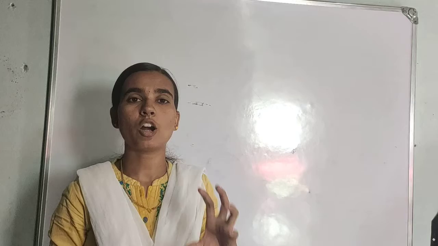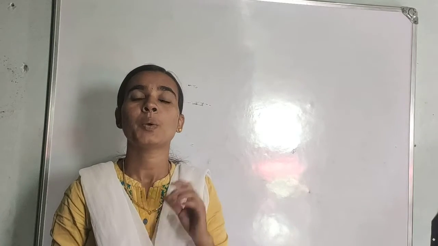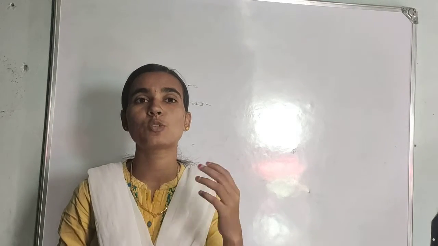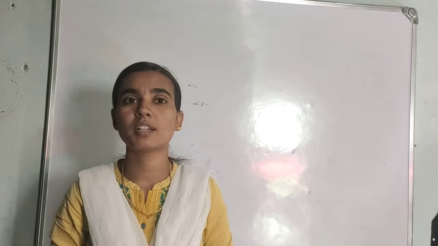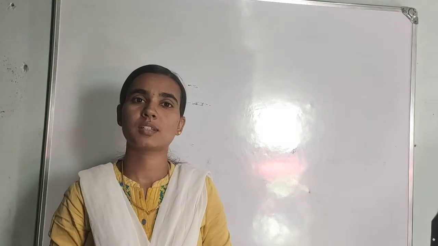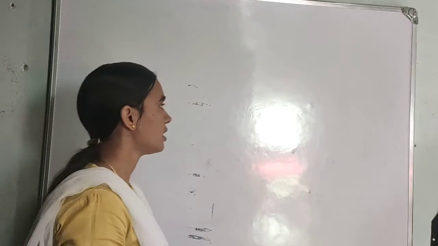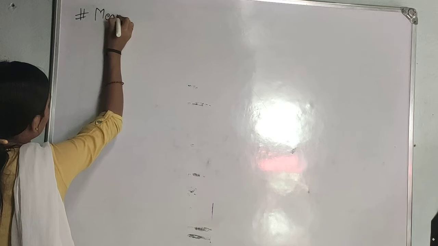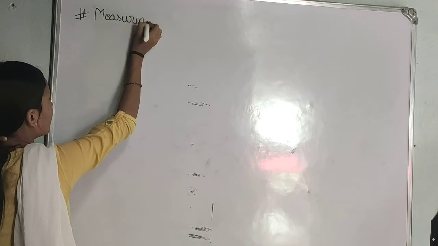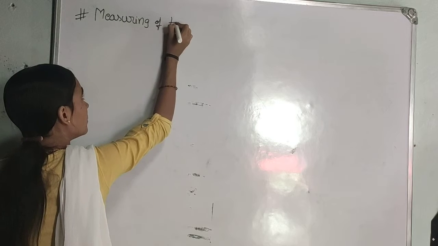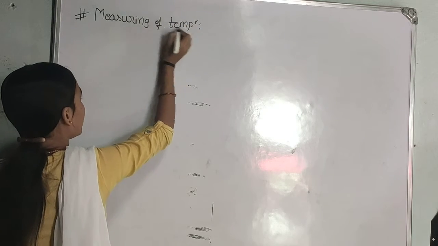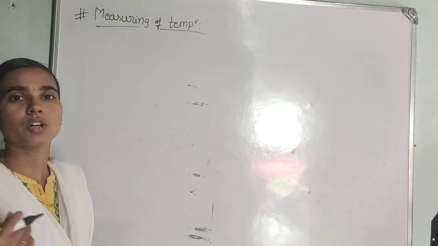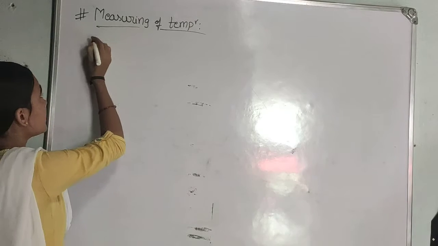So to tell the hotness and coldness of an object, we are using a special instrument. What is that instrument? How is that instrument constructed? How does that instrument work? All those things we have to discuss in this class. So our today's topic is measuring of temperature. That means how we are going to measure the temperature of an object, that may be cold or hot.